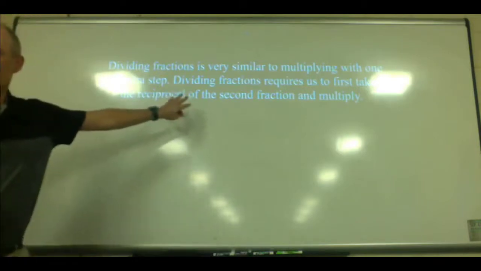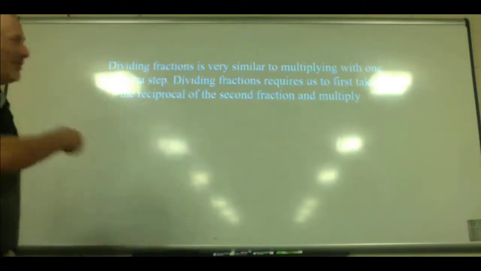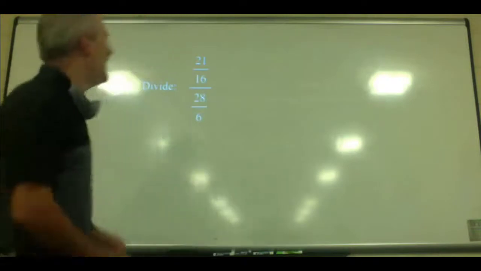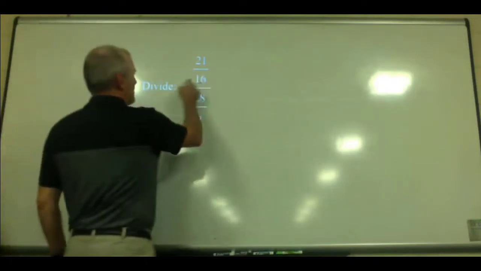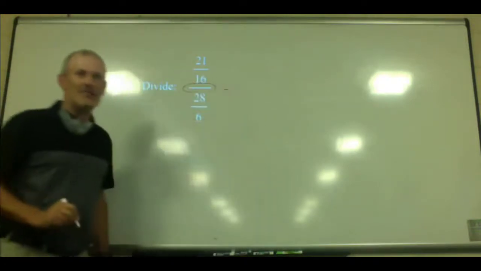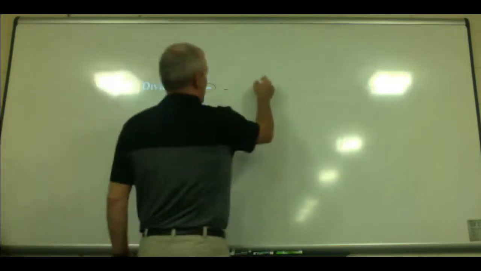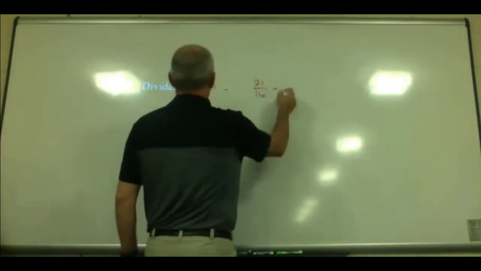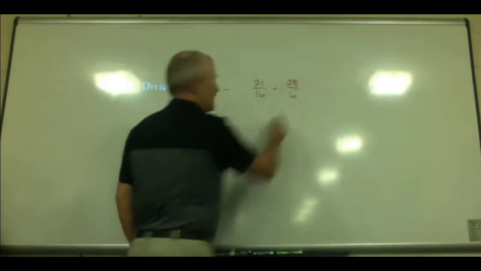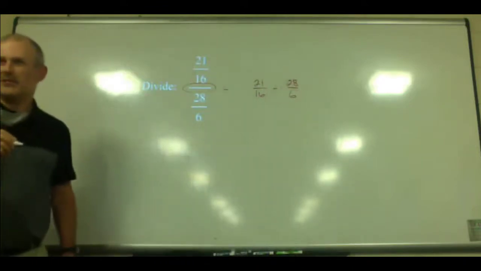Is there anything here that you guys need to write down that I need to worry about? It's already in there. Excellent. So again, remember that this division bar means divided by, right? So to rewrite this, this is 21 over 16 divided by 28 over 6. Does that make sense?